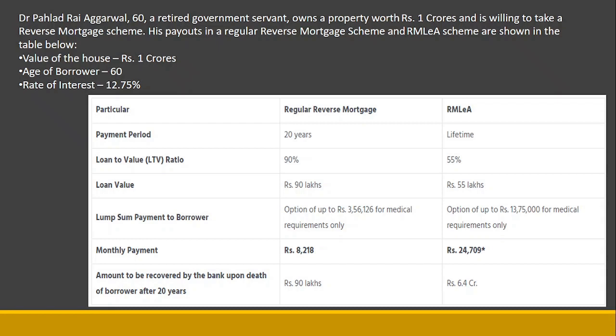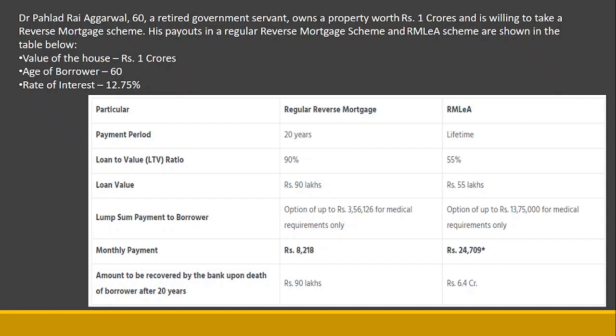Okay, loan value in this first case is 90 lakhs. In the second case, it is going to be 55 lakhs. So 55 lakhs will be given to the insurance company. They will be using it and will be giving you return according to 55 lakhs. But in this regular reverse mortgage case, based on 90 lakh rupees as your total compensation amount, they'll calculate it for 20 years as an equated monthly installment, and the bank will give it to you in your account.